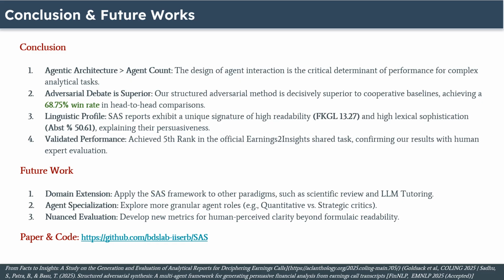And finally, our system's performance was validated externally, achieving a competitive 5th rank in the official Earnings to Insight shared task. Looking forward, we see exciting opportunities in applying this framework to other paradigms like scientific review and LLM tutoring. Exploring more granular agent specification and specialization is another way forward. And also, there's an open playground in developing new metrics for human-perceived clarity. Our paper and code are available at the following GitHub link.